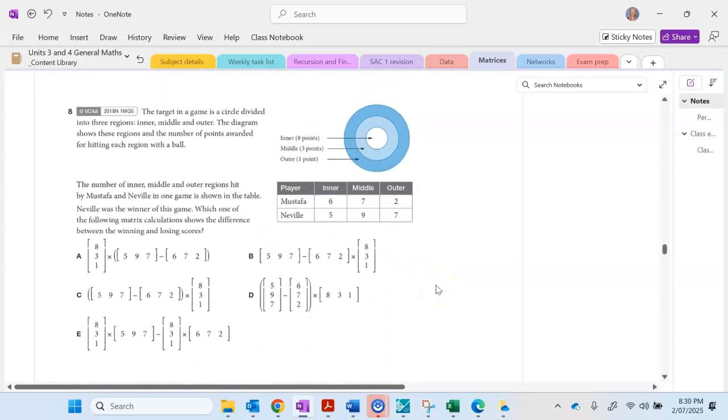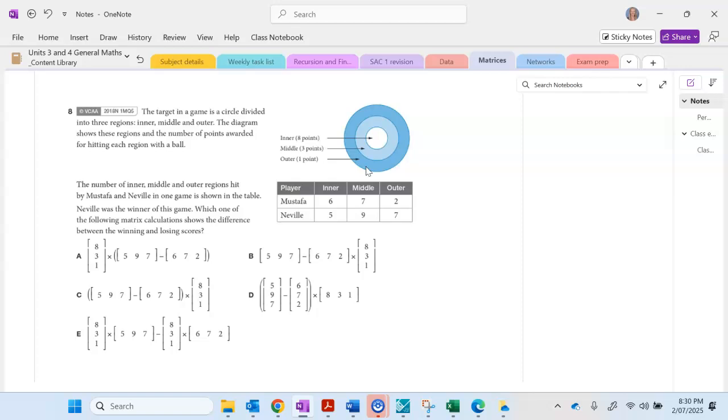All right. The target in a game is a circle divided into 3 regions, inner, middle, and outer. The diagram shows these regions in the number of points awarded for hitting each region with a ball. So inner is 8, middle 3, outer is 1. The number of inner, middle, and outer regions hit by Mustafa and Neville in one game is shown in the table.